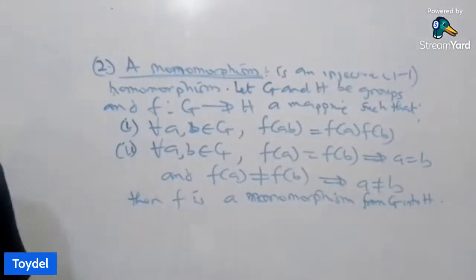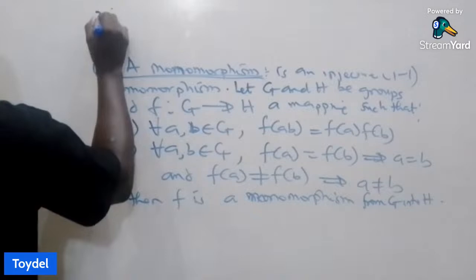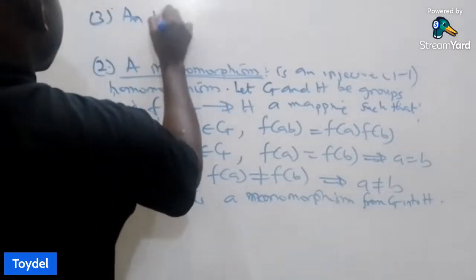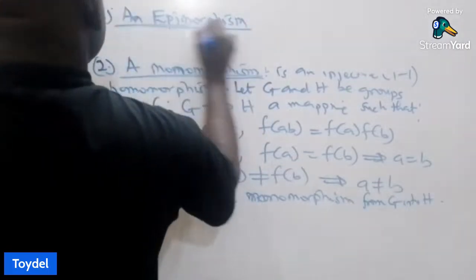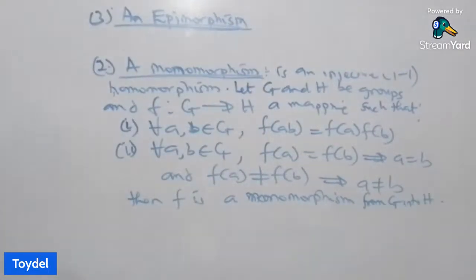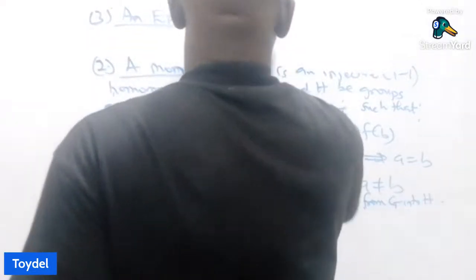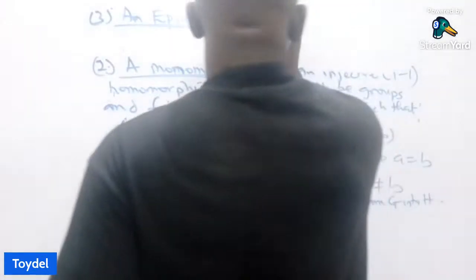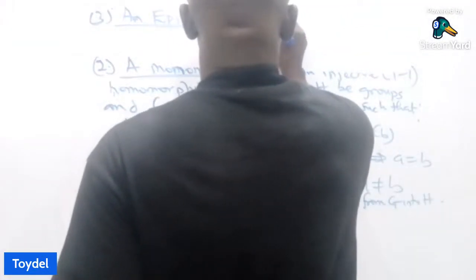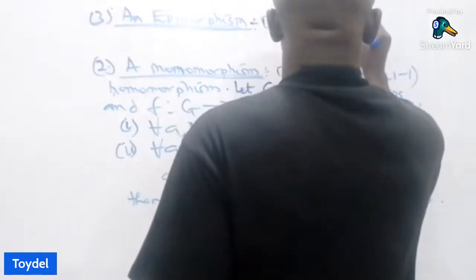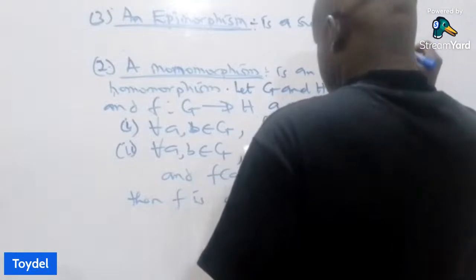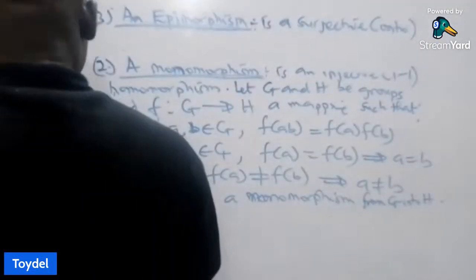Then we take the third one. The third one is called an epimorphism. So what do we understand by epimorphism? This is an onto homomorphism. That is a surjective homomorphism. So an epimorphism is a surjective, which is onto. This is a surjective homomorphism.